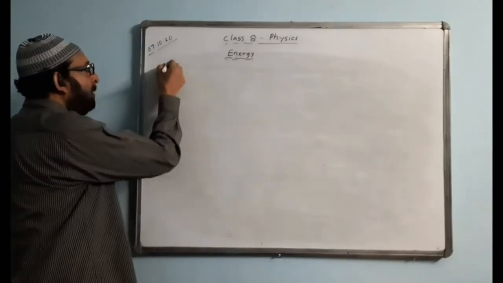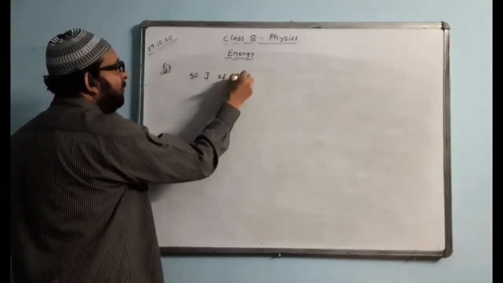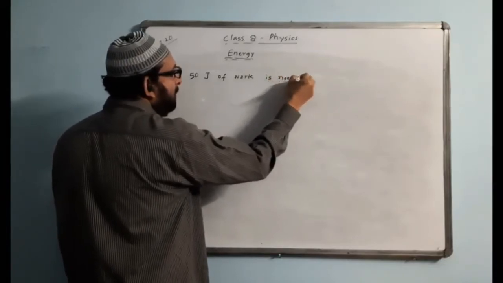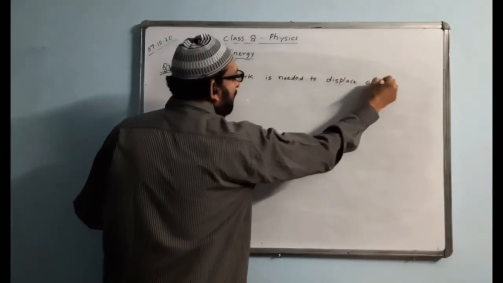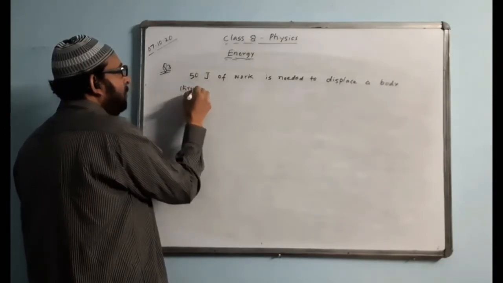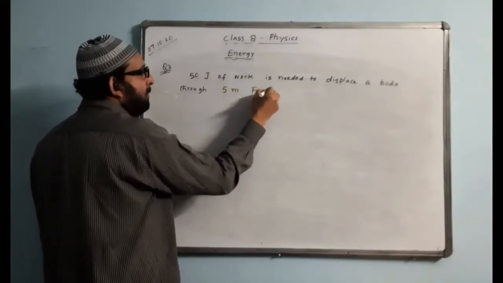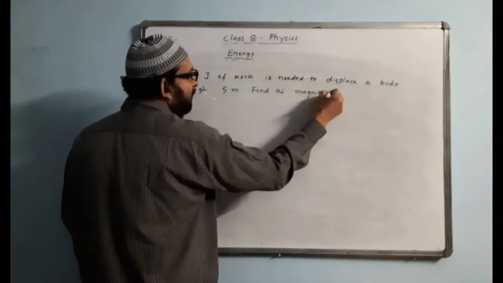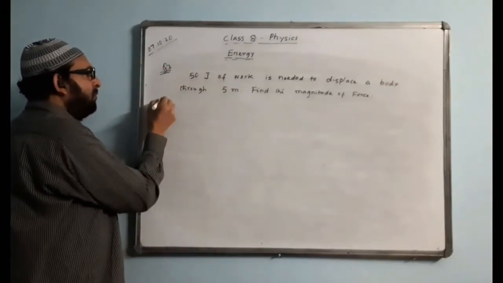Now another question is over here. Question number 3. 50 joule of work is needed to displace a body through 5 meter. Find the magnitude. Magnitude is value. Find the magnitude of force. Question says this. Now how to find the answer?